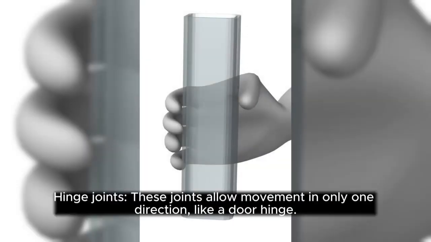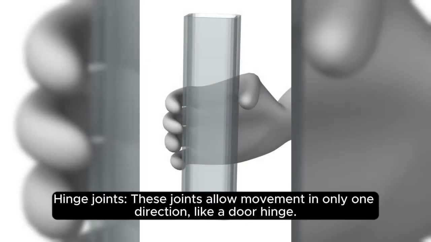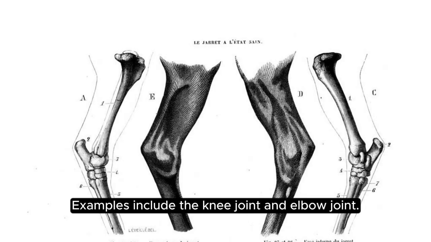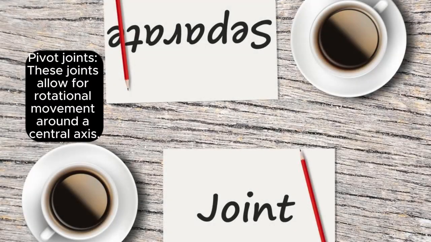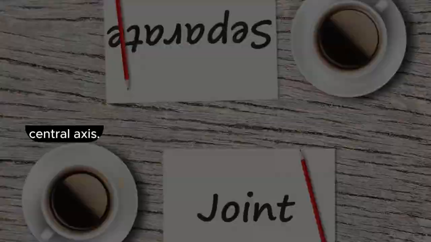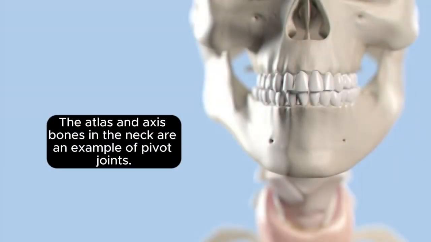Hinge joints. These joints allow movement in only one direction, like a door hinge. Examples include the knee joint and elbow joint. Pivot joints. These joints allow for rotational movement around a central axis. The atlas and axis bones in the neck are an example of pivot joints.